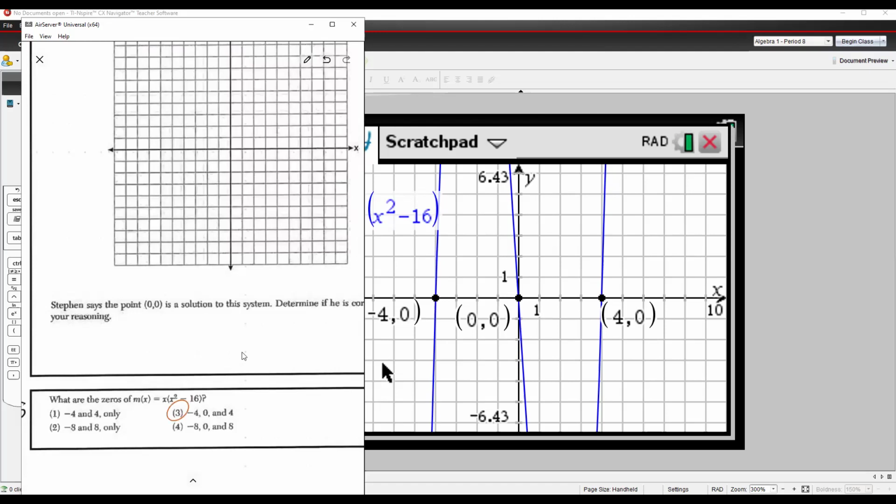These are the zeros. If I wanted the factors, I would say x plus 4, x, and then x minus 4. So basically, for every one of the zeros, you just flip the sign to get a factor. So if I wanted to factor it, this is what it would look like. But zeros are basically all we need for this one.